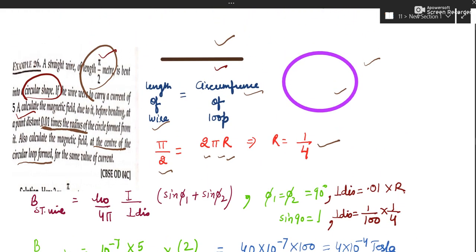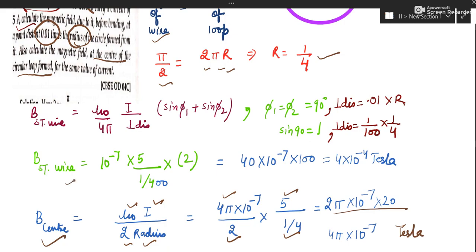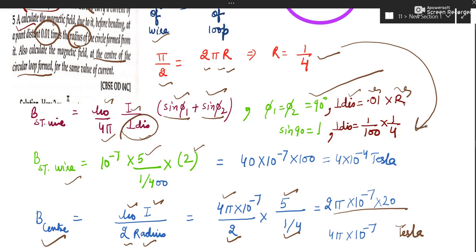Second, you have to find out the magnetic field before bending, that is due to the wire at some distance. What is the distance? This is the distance, this much times the radius. So use B for a straight wire: mu naught by 4 pi I by perpendicular distance, sin phi 1 plus sin phi 2. Let it be infinitely long because they have not given anything. So phi 1 and phi 2 are 90. Sin 90 is 1, plus 1 is 2. Current is given. How much is the perpendicular distance? Perpendicular distance is this times radius, and radius is 1 by 4. Substitute, do the mathematics and find out the answer.